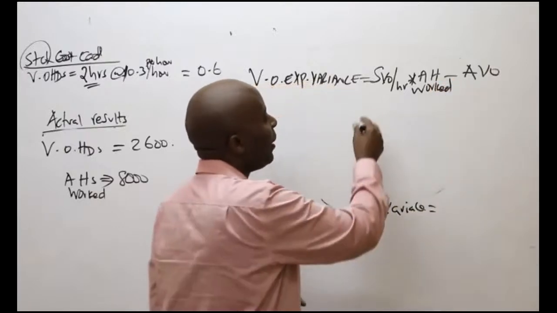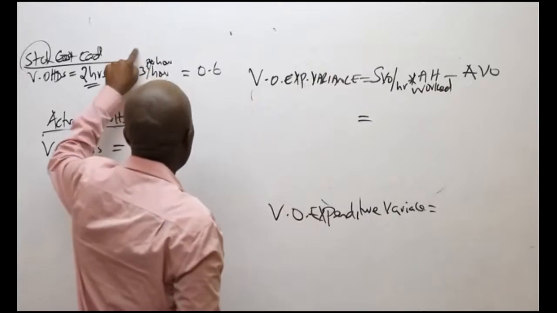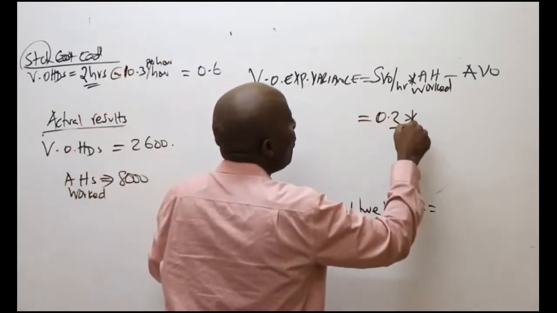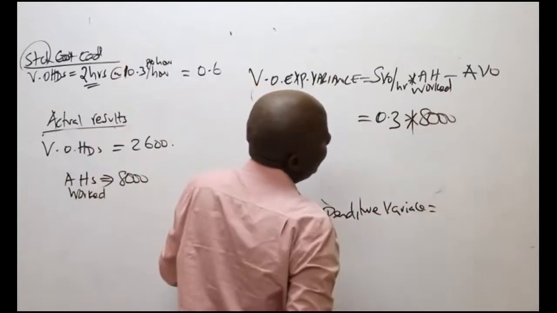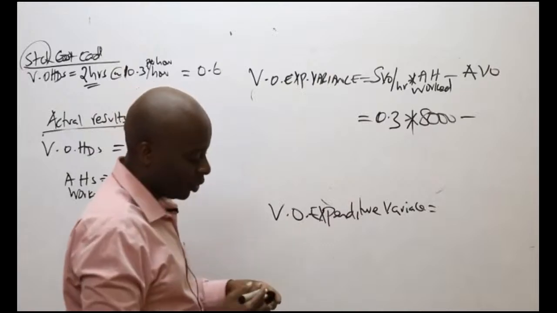So please come and give us the standard variable overheads per hour. The standard variable overheads here per hour are 0.3. Actual hours worked, 8,000, minus AVO. AVO means actual variable overheads.